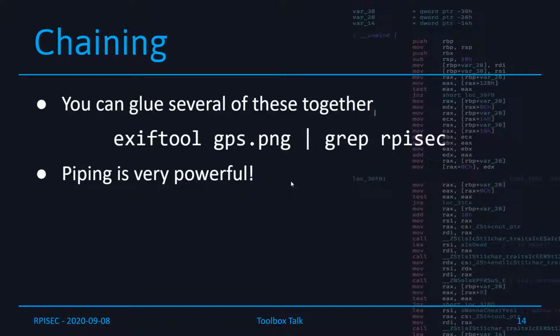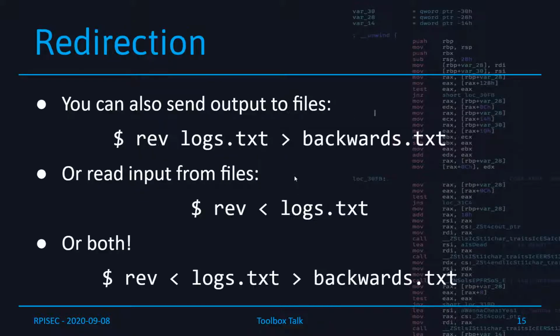And in addition to going from one program to the next, you can also send output to files and read data from files. So, for example, instead of piping the output of rev to less or something, we can send it to a file with the right caret. And similarly, we can read data from a file with the left caret. So putting those together, we can get some complicated things going. I'm going to read from the logs, output to backwards, and the result will be reversed lines.